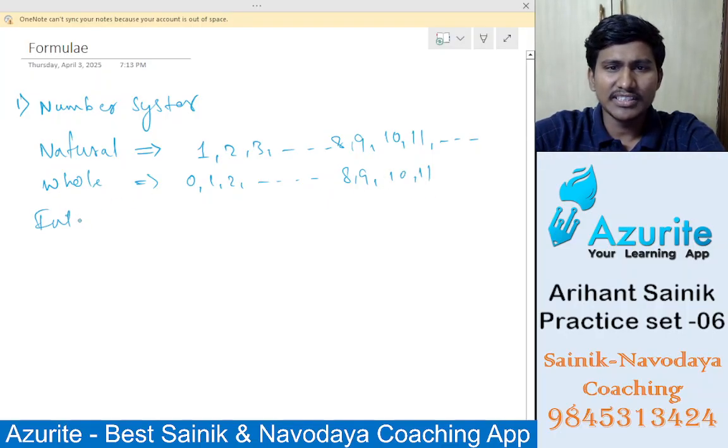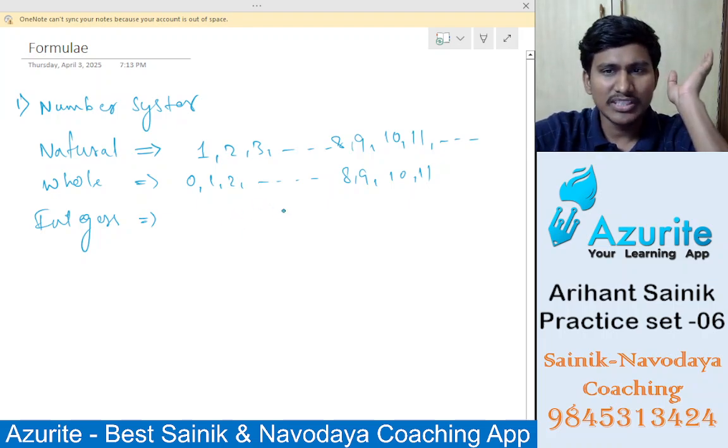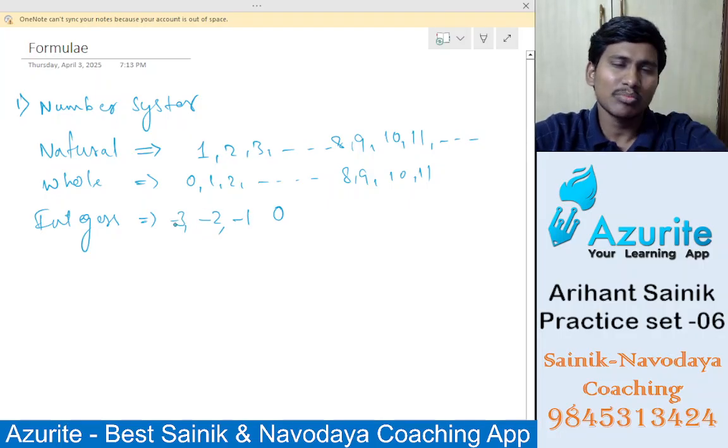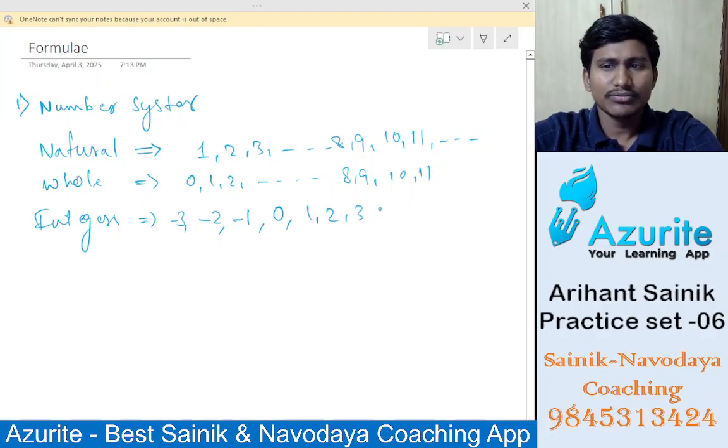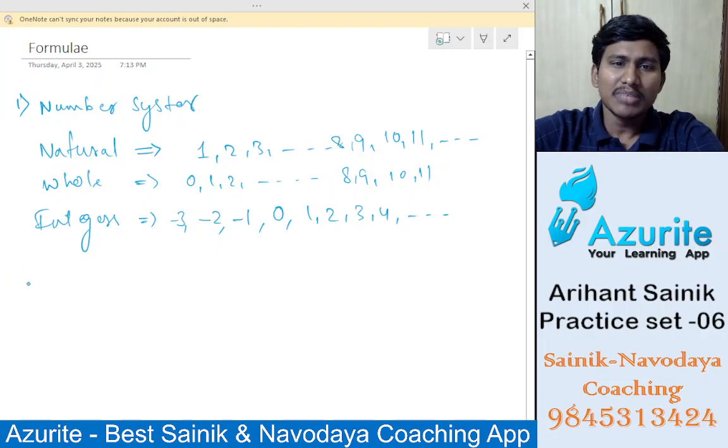Integers, what are integers? Integers contain negative, positive, and 0 also. It starts with 0, and then on this side -1, -2, -3. -3 is smaller than -2, right? In the minus it will be reverse. And here 1, 2, 3, 4, like that it goes. Okay, so that we understood. Now we know number system.